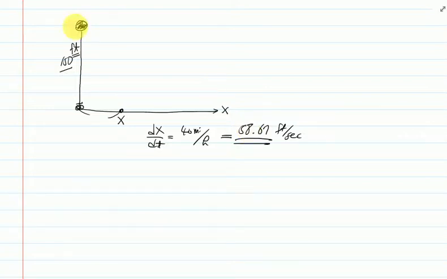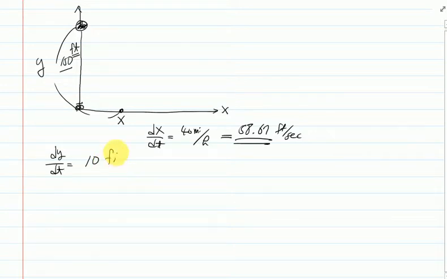Then it says the balloon is rising vertically. So let's say that distance is y, going up. So dy/dt is rising up at 10 feet per second. So everything is in feet. That's good, and that's the situation.